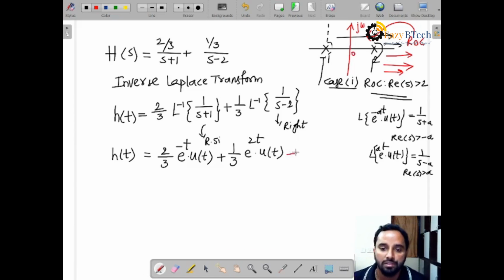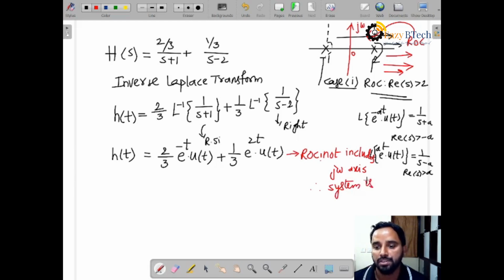So now the ROC does not include the j omega axis, therefore the system is unstable, because the ROC is greater than 2. This is case 1. In case 1 we are getting that the system is unstable.